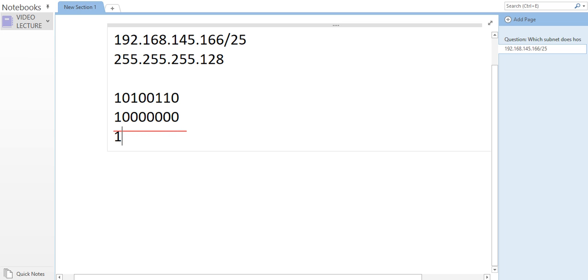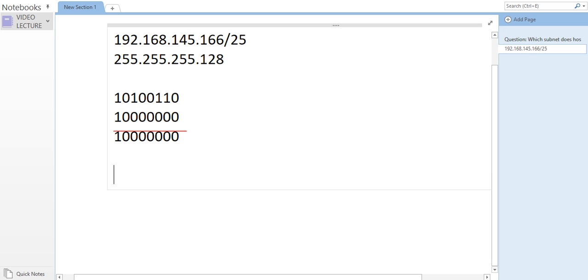1 and 1 is 1, 0 and 0 is 0, 1 and 0 is 0, 0 and 0 is 0, 0 and 0 is 0, 1 and 0 is 0, 1 and 0 is 0, 0 and 0 is 0. So you have the binary representation of that. Now, this value is what you have to convert back to decimal. If I convert this to decimal, it will give me 128.